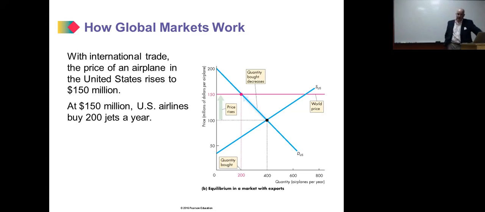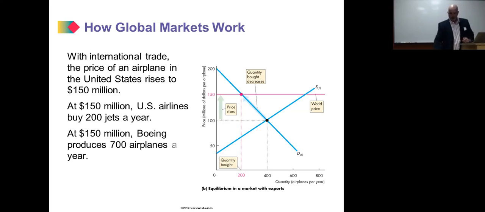And quantity produced, or quantity bought, we'll say, decreases to 200 million. It's an important principle: as price falls, assuming all other factors are held constant, demand rises; as price rises, we expect demand to decrease. And at 150 million, Boeing would produce 700 planes, right? Maximizing profit. So the price increased, they're going to manufacture more.